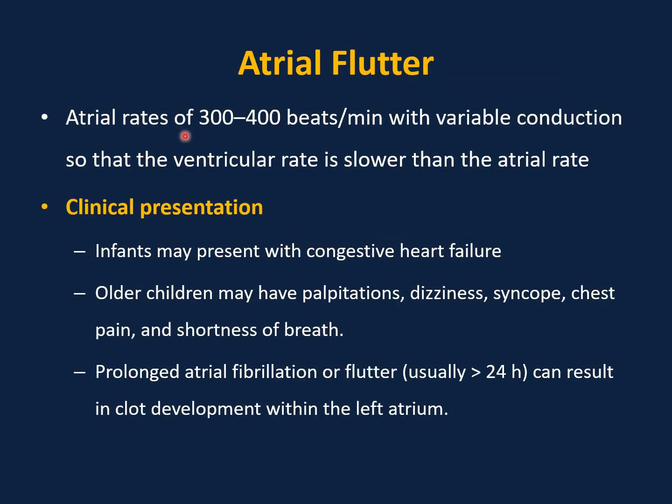Atrial flutter. The atrial rates are 300 to 400 beats per minute with variable conduction, so that the ventricular rate is slower than the atrial rate. The way to count the atrial rate is by counting the P waves, and the way to count the ventricular rate is by counting the QRS complexes.